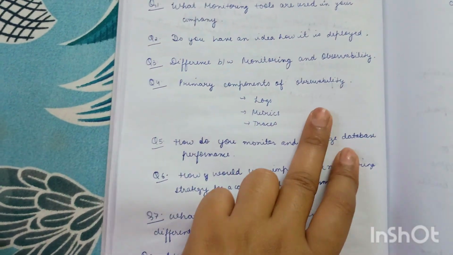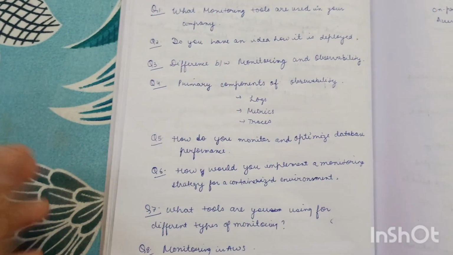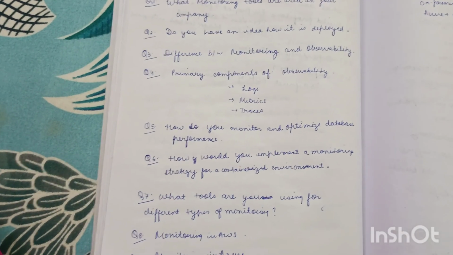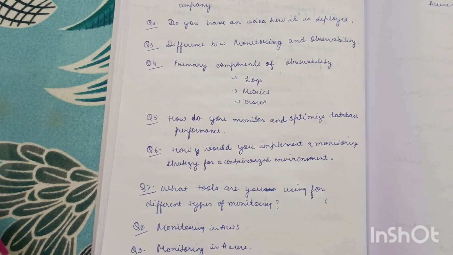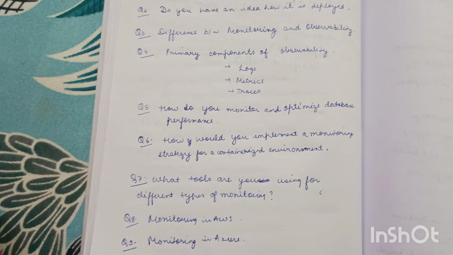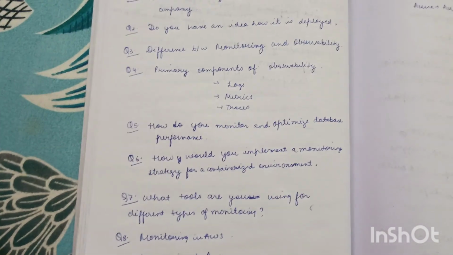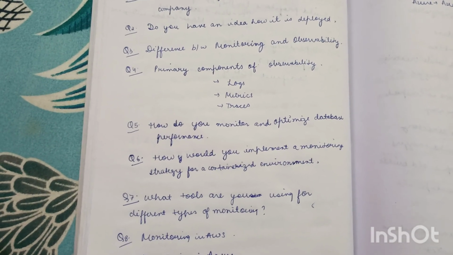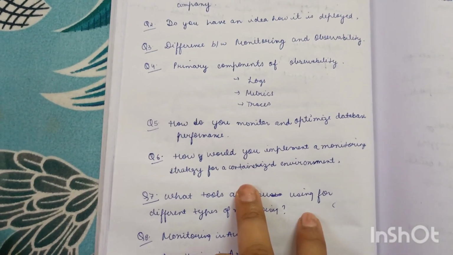The primary components of observability are logs, metrics, and traces. You can read about it. Then, how do you monitor and optimize database performance? For optimizing it, we use indexing and query optimization, we delete old data, and we can archive old data. You can monitor the database using AWS services, or if you're using Prometheus and Grafana, you can configure that. So you can tweak your answer like this.